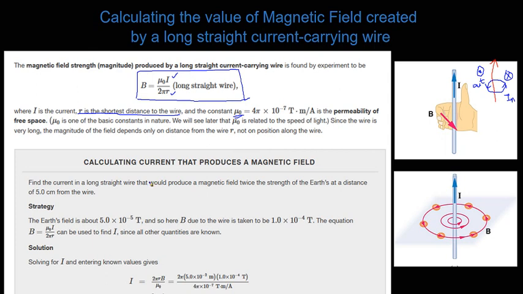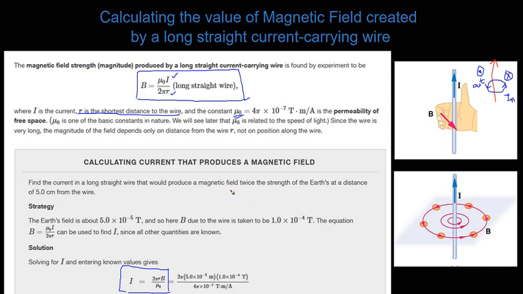And at the bottom here, we do an example of calculating the current that produces a given magnetic field. So we're going to rearrange this equation in such a way that we can calculate current from the magnetic field. So that's how we arranged this equation here. And if we know the field, we can calculate the current required to produce the field at a given distance r. So take some time to see this problem.